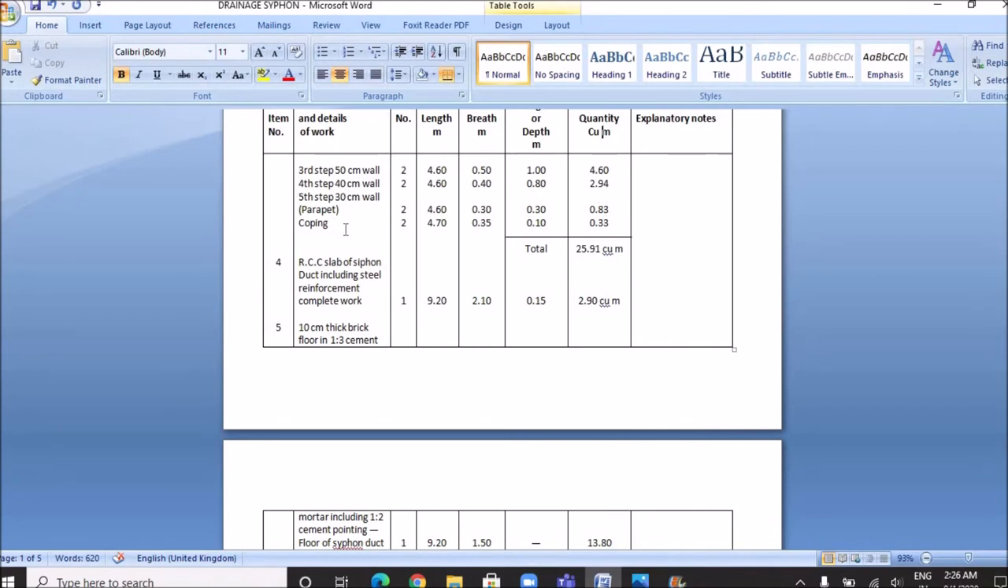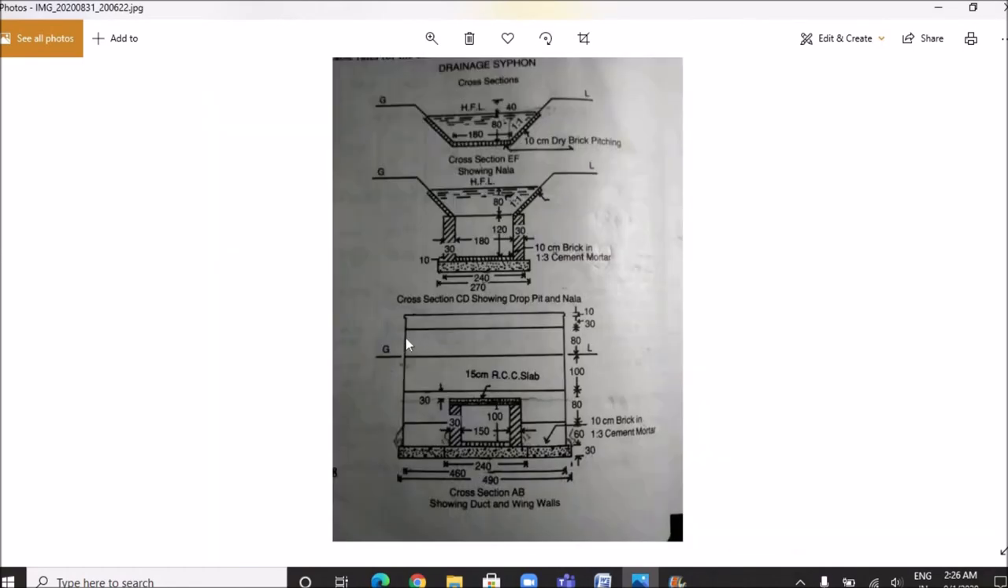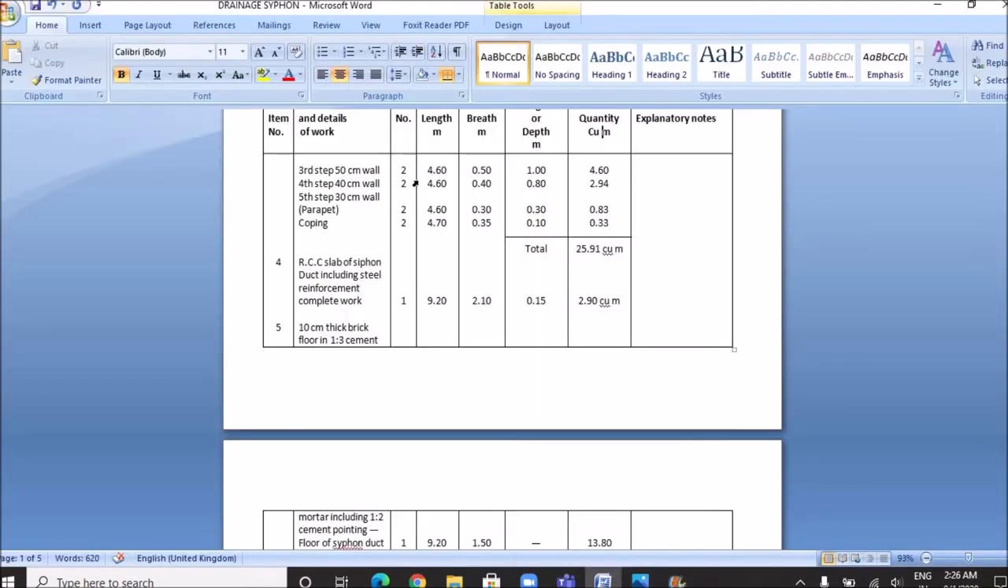Then for the fifth step of wing wall, which is having a breadth of 30 centimeter, the number would be 2 and the length will be 4.6 from this portion to this portion. And the height will be 30 centimeter or 0.3 meter. And the breadth is 0.3 meter. So the quantity is calculated as 0.83 cubic meter.